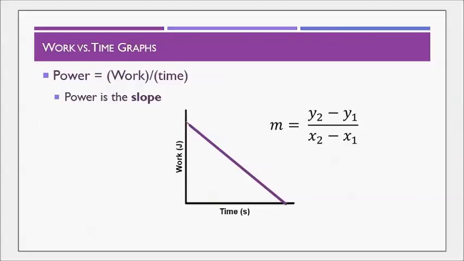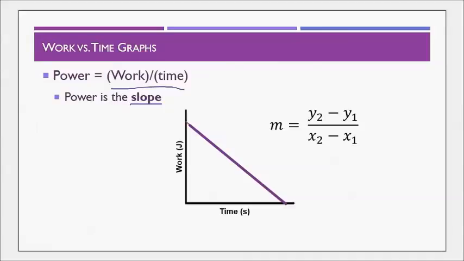Now, there are graphs that are associated with power. We can have a work versus time graph. And since in our equation for power, work and time are divided by each other, so work is divided by time, that means instead of finding the area, we need to find the slope of that graph, and that will find us power. So that's another thing.